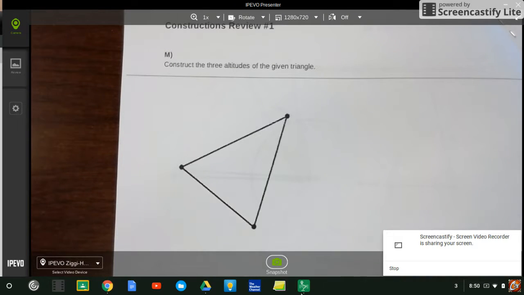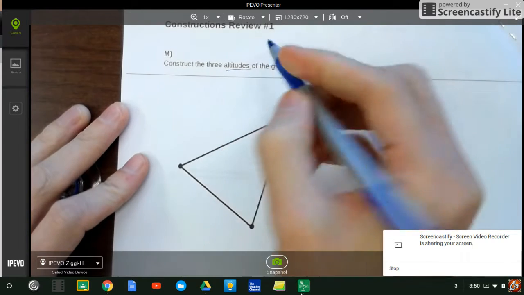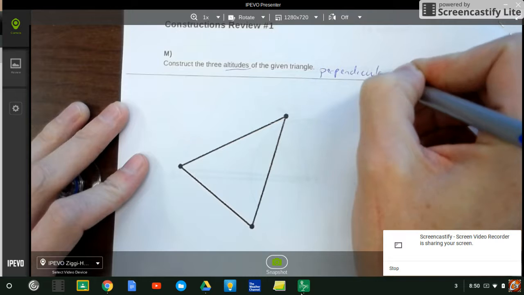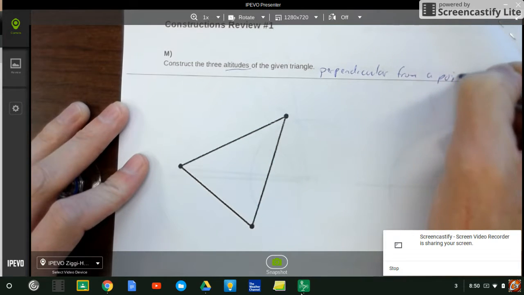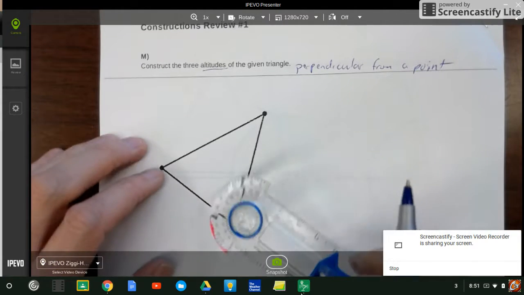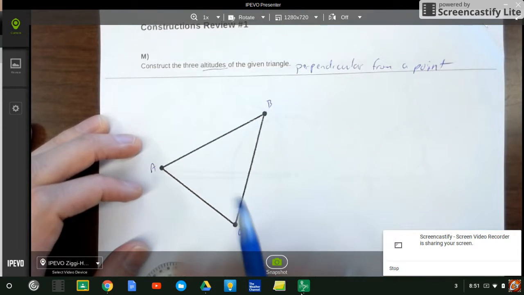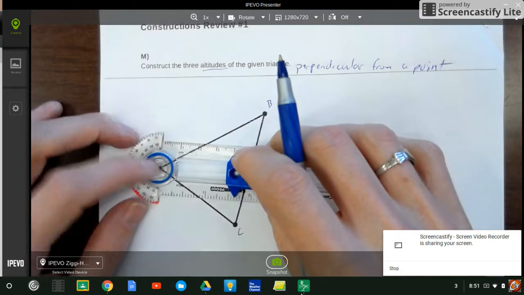Last page of our homework, construct 3 altitudes. Remember, an altitude is going to be a perpendicular from a point. Okay, so we've already done perpendicular from a point. Let's see, I'll start with, I'm going to name it A, B, C, just so I can talk about it easier. I'm going to start with A. So perpendicular from a point.